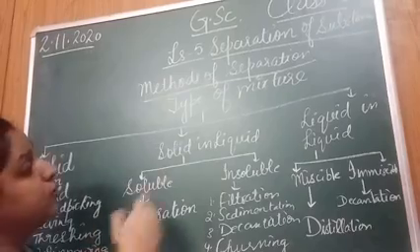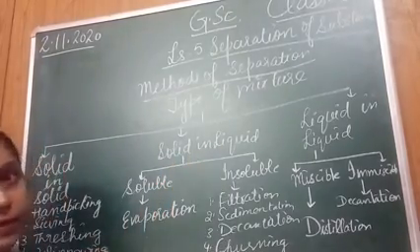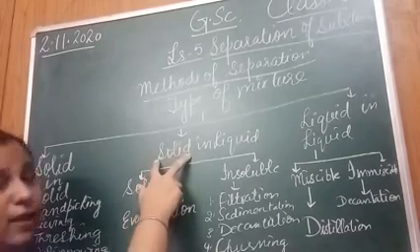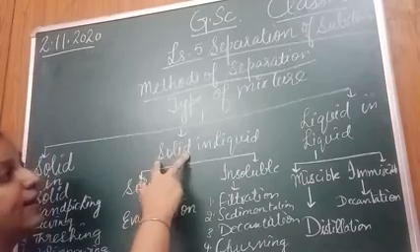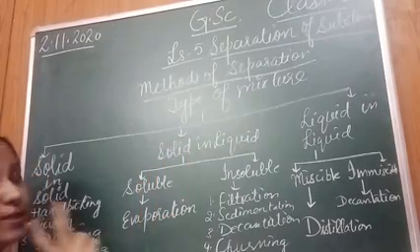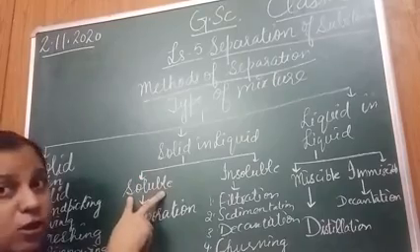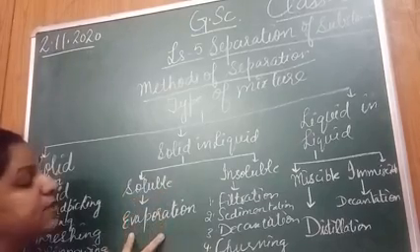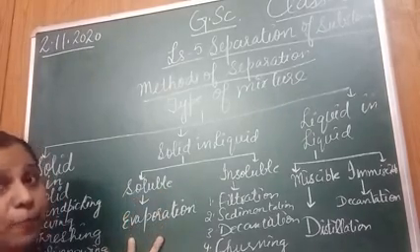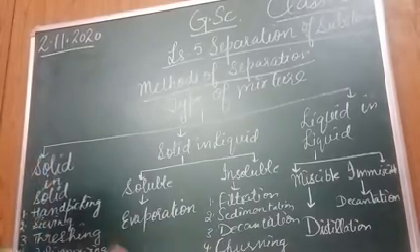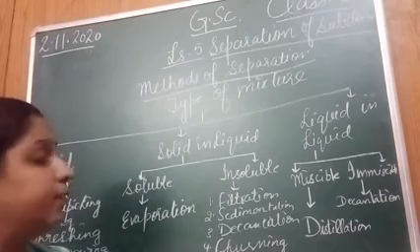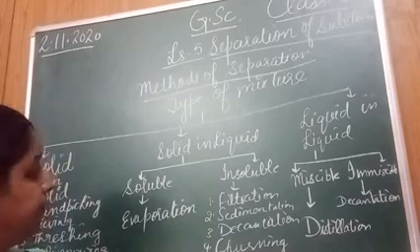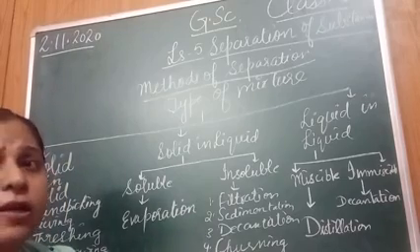Now, as I told you, next comes solid and liquid. If one of the components is solid, we have to separate out the solid and liquid components. So two cases may be there. They may be soluble, they may be insoluble. If it is soluble, then how to separate? By the method of evaporation. As you know, salt is soluble in water, right? So how do we separate salt and water? By evaporation.